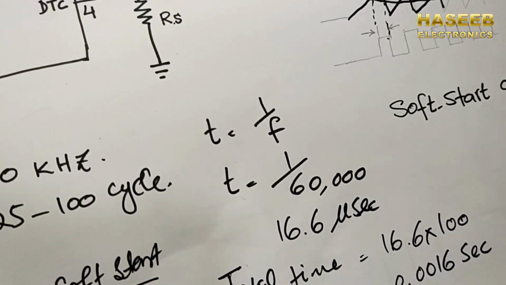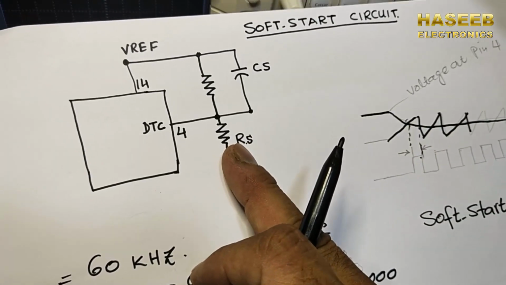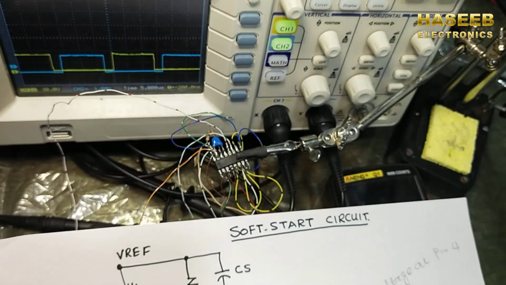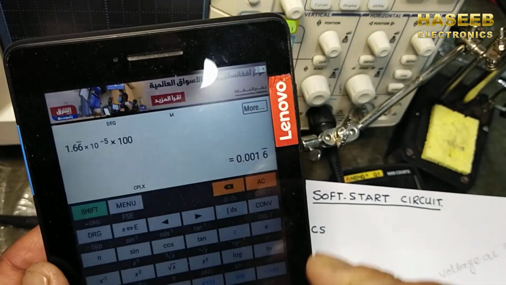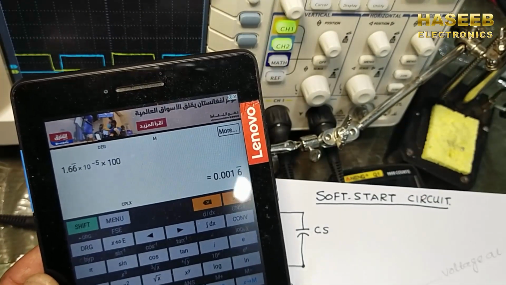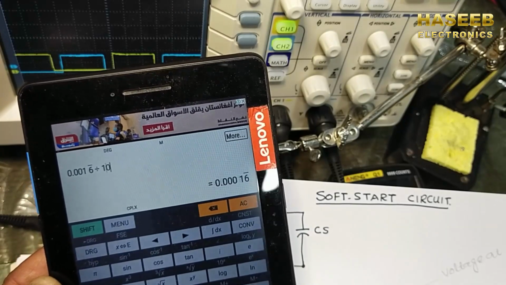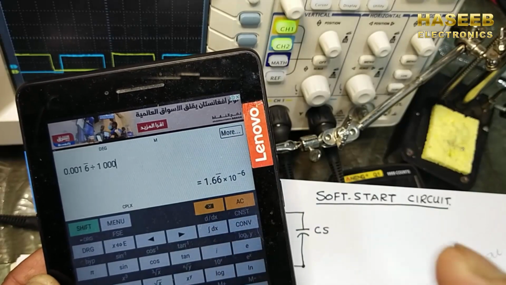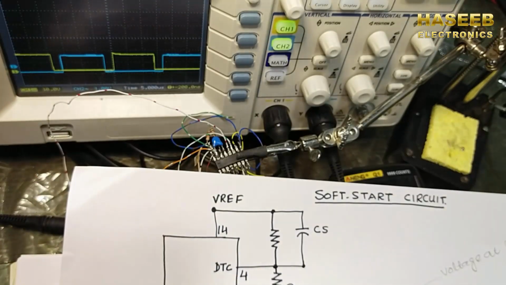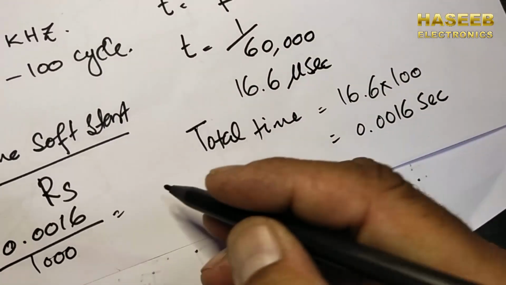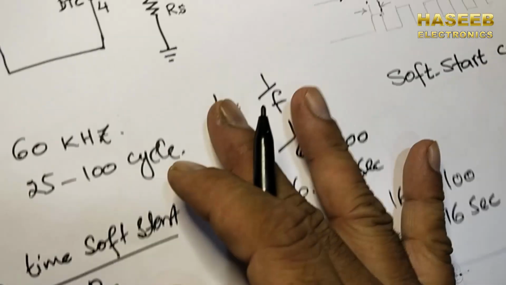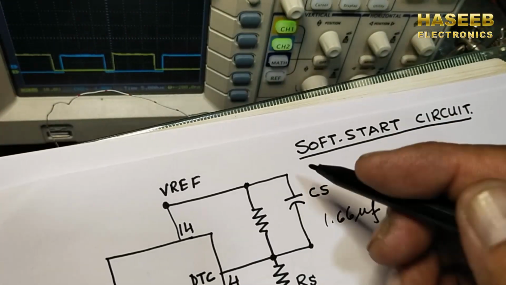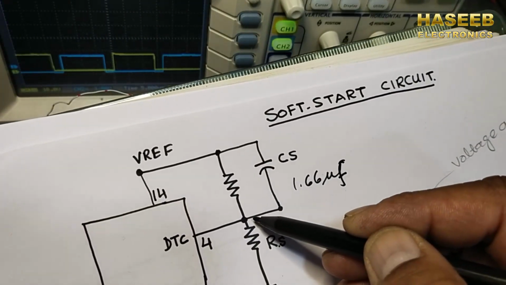For example, we adjusted this 1 kilo ohm resistor for our dead time of 5%. So we need the capacitor value, 0.0016 divided by 1000. It is 1.66 microfarad. So we need a 1.66 microfarad capacitor to connect here. The 1.66 microfarad capacitor will be connected between the V reference and pin number 4.